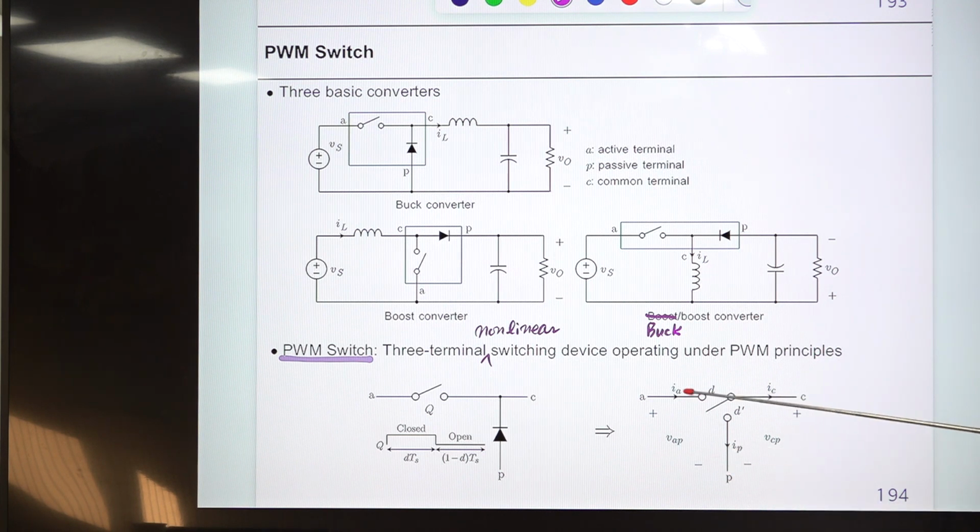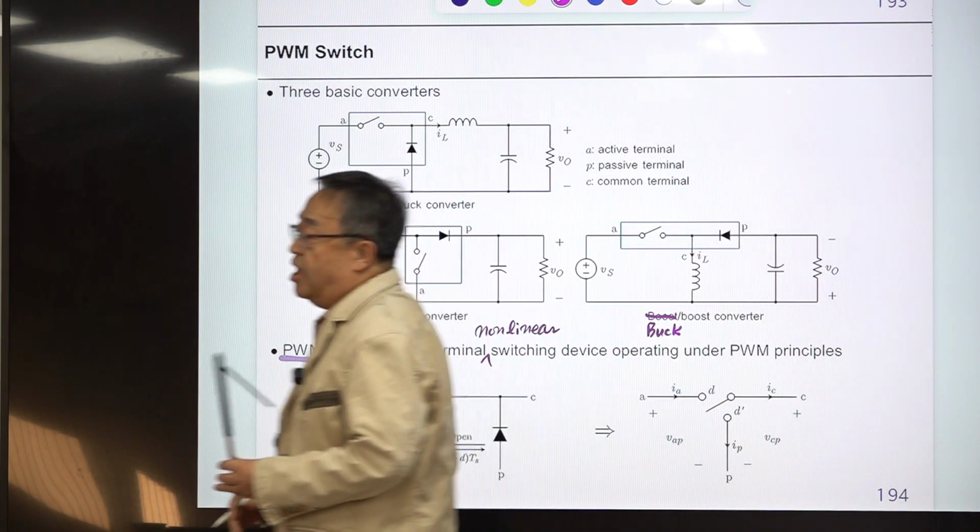So we define IA, IC, IP in this direction, and the voltage AP is defined as VAP, and this voltage is defined as VCP, and this D indicates this switch is connected to this port during DTS, and it is connected for the time period of D prime TS. So we call this the PWM switch.